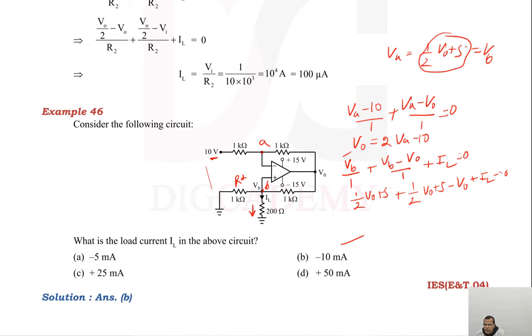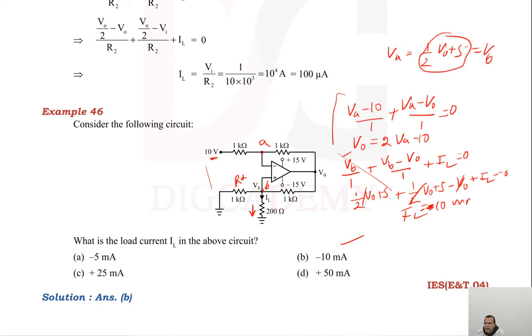And you can see carefully what I have: 1 by 2, 1 by 2, and this is minus V naught. So IL is equal to how much? That is 10 milliamperes, but this is plus, so this has to be minus. IL is equal to minus 10 milliamperes.